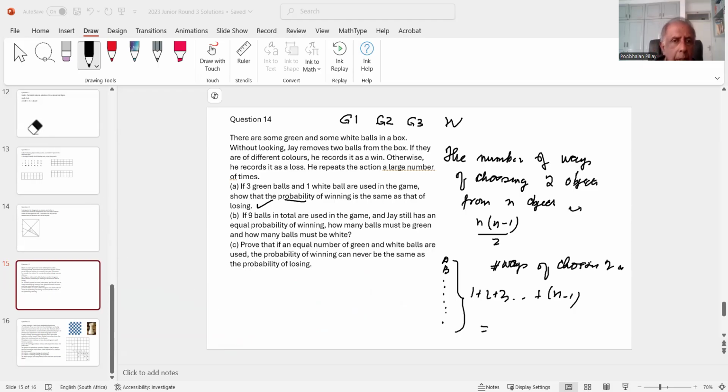They will always ask this. 1 plus 2 plus 3 up to n is n into n plus 1 over 2. So here you will have n minus 1 times n over 2. That is the number of ways of choosing 2 from n: n into n minus 1 over 2. Just remember that, because I'm going to use this a couple of times.